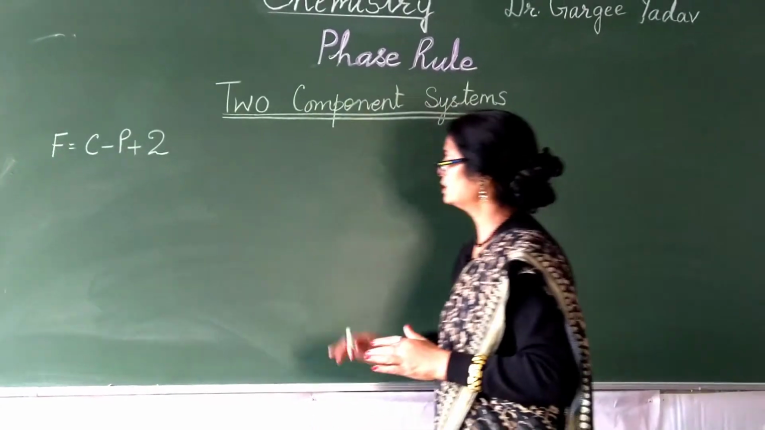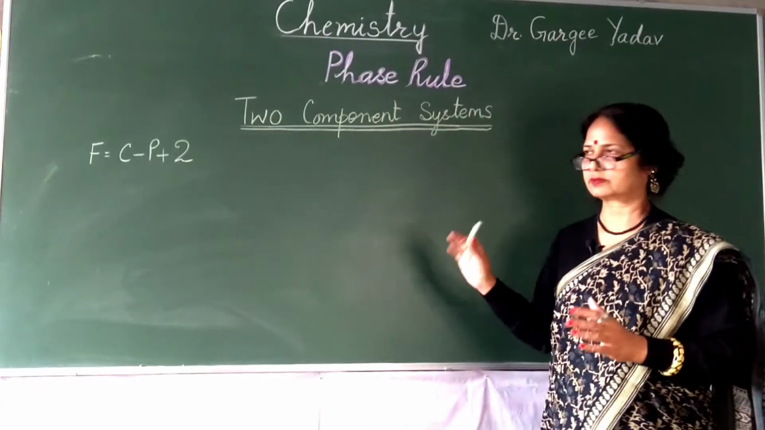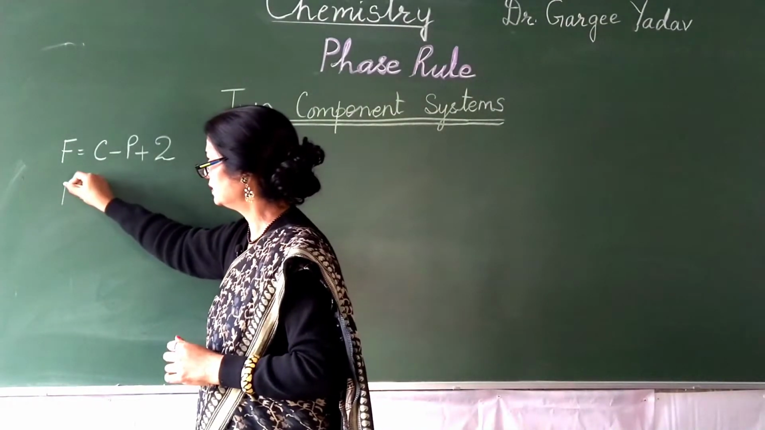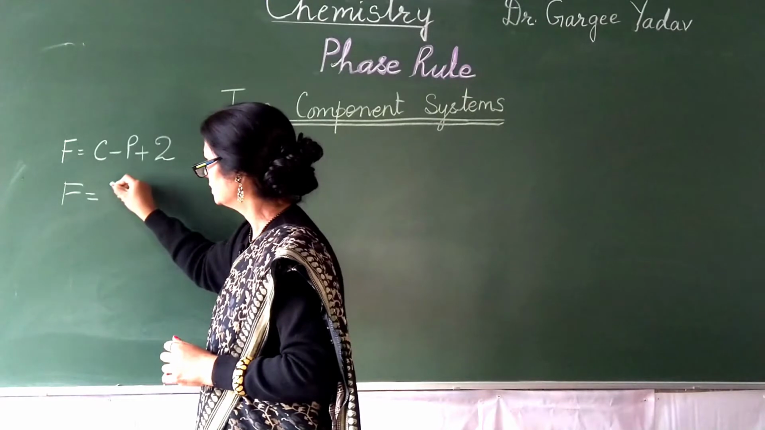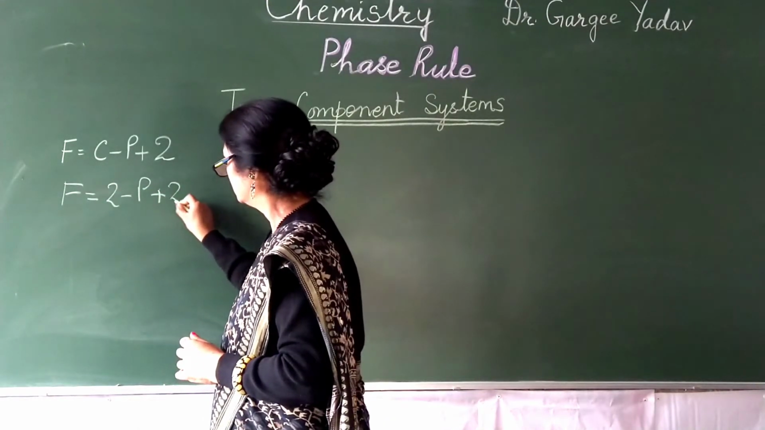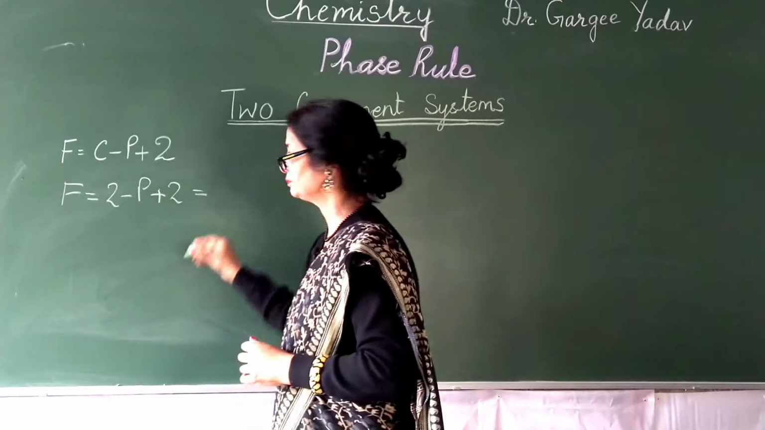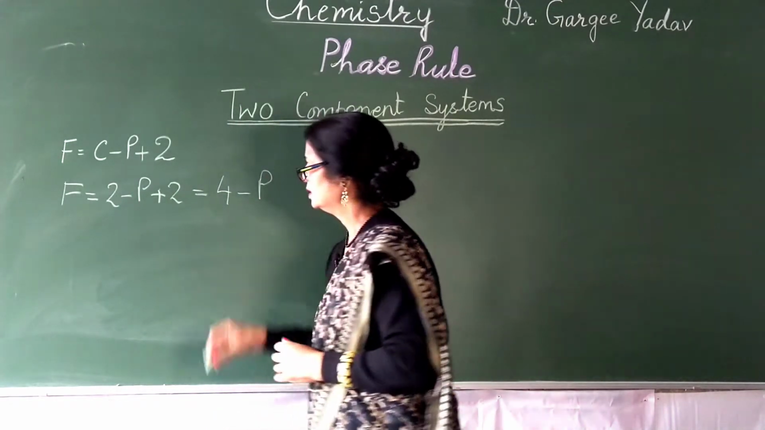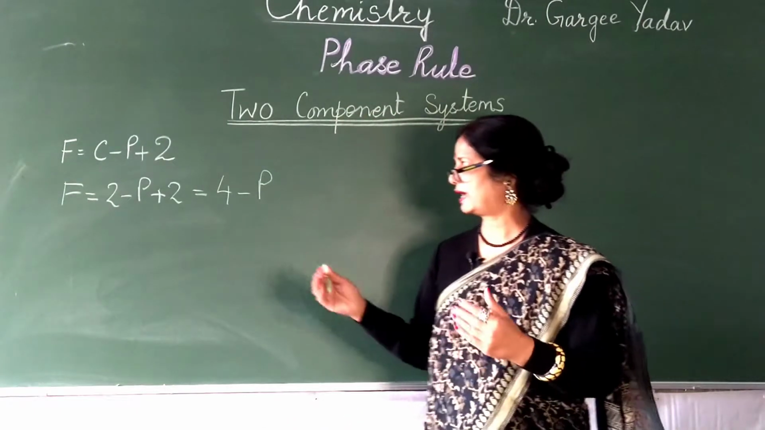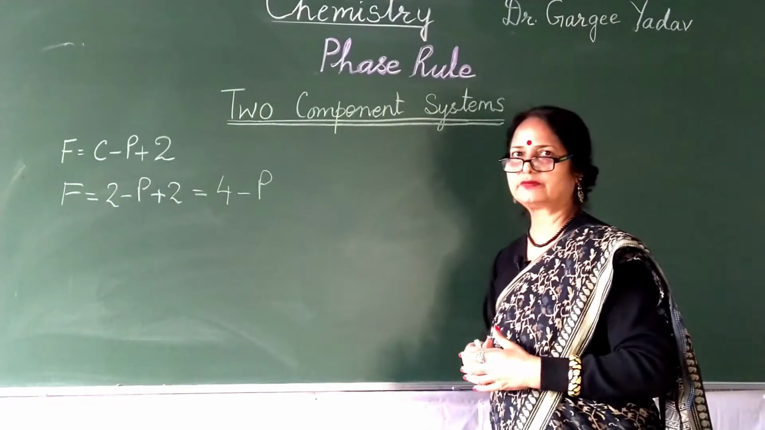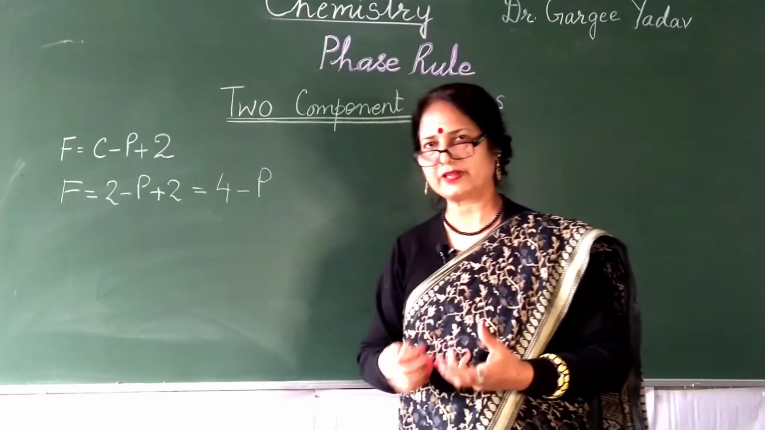Now the situation is that we are having two component systems. So when two component systems are present in a system, then F will be equal to 2 minus P plus 2. This will come out to be 4 minus P. Under these conditions, when F is equal to 4 minus P, let us see how the degree of freedom will change with the number of phases.